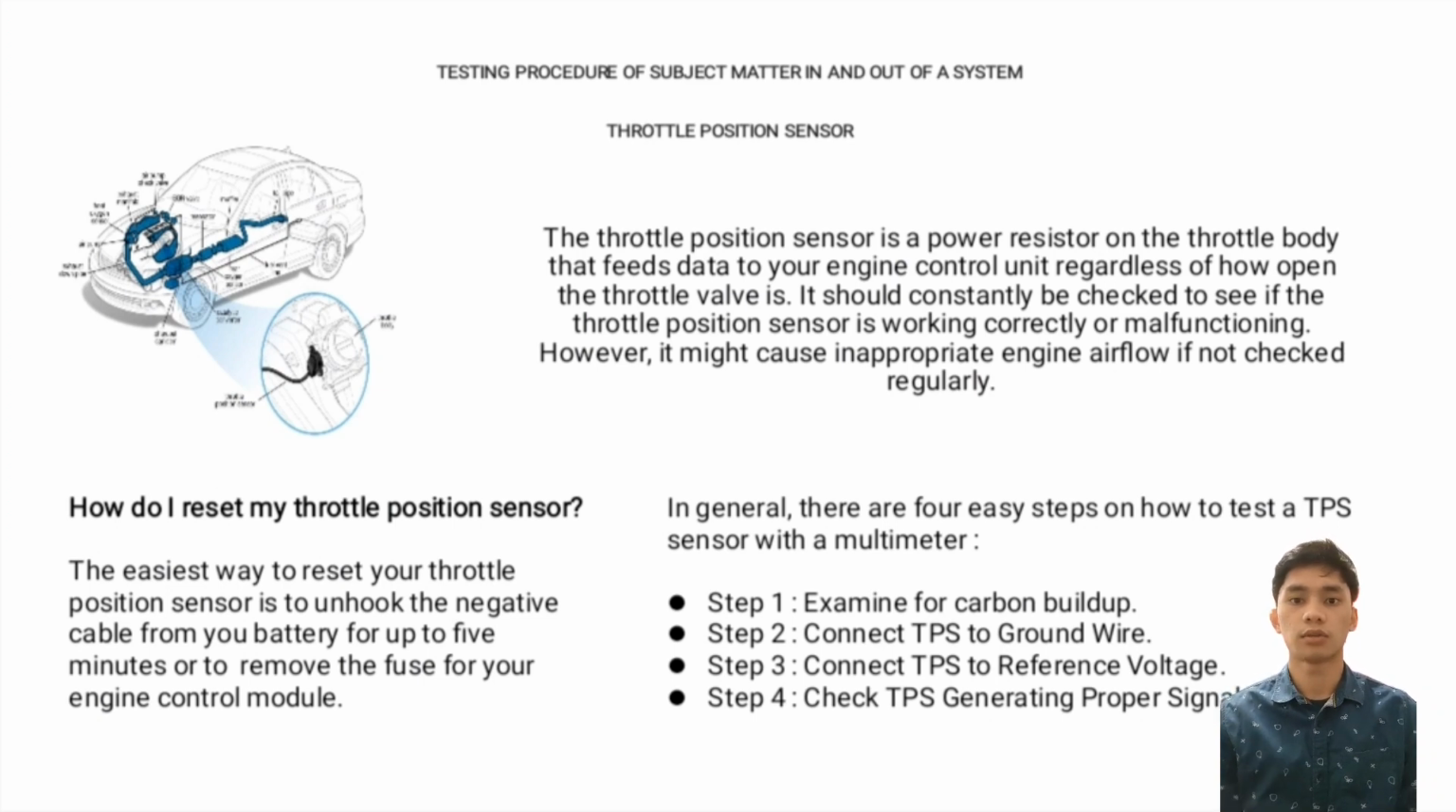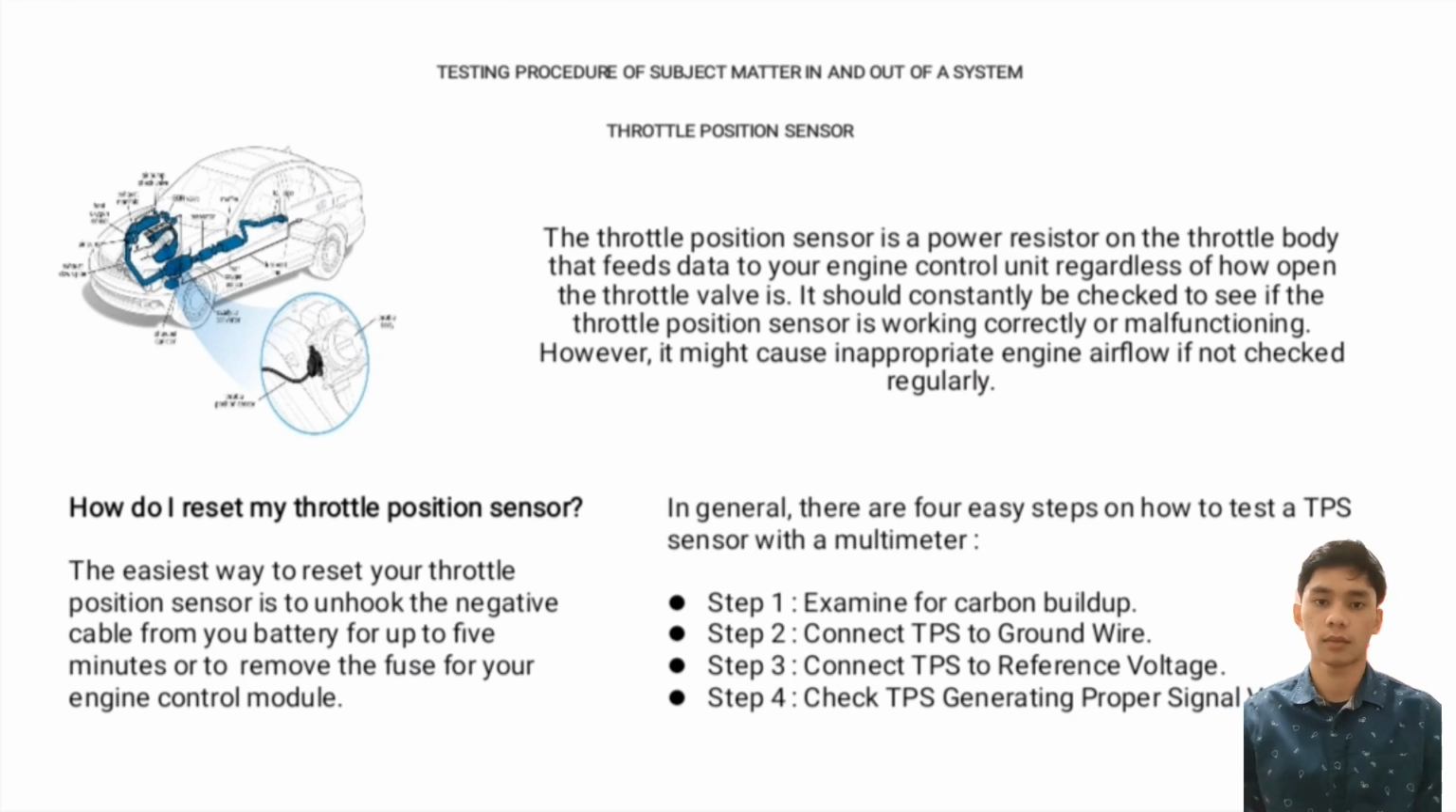How do I reset my throttle position sensor? The easy way to reset your throttle position sensor is to unhook the negative cable from your battery for up to 5 minutes, or to remove the fuse for your engine control module.